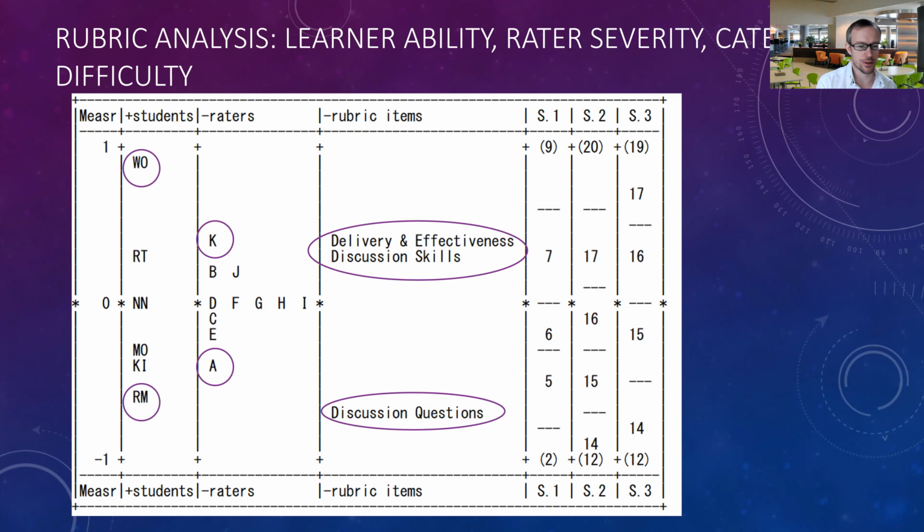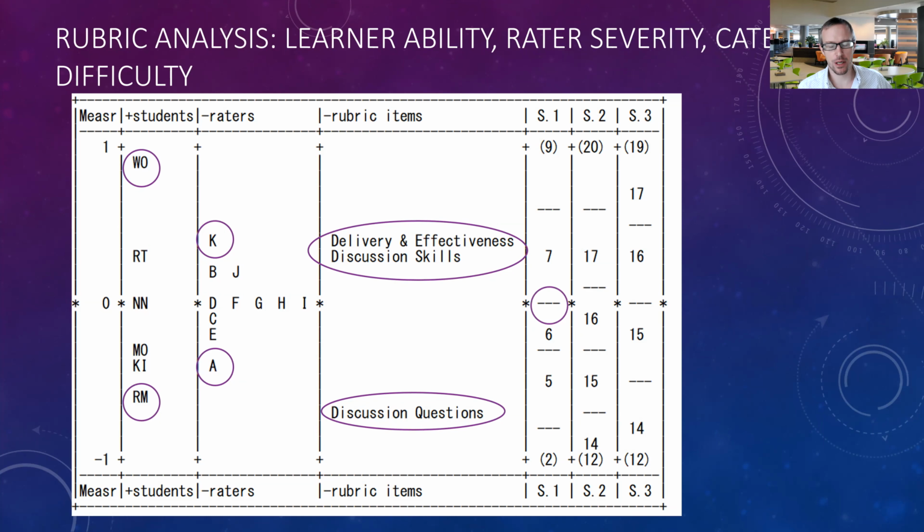Next section, this shows us how difficult each category is. So discussion questions is the easiest to get a good score on, and delivery and effectiveness discussion skills are relatively harder to get better scores on. Again, this is not too bad. Ideally, you want them near 0, a bit closer together, but on the whole, it's not too bad, but it could be better. Bigger problems we can see on this side, on the other side.